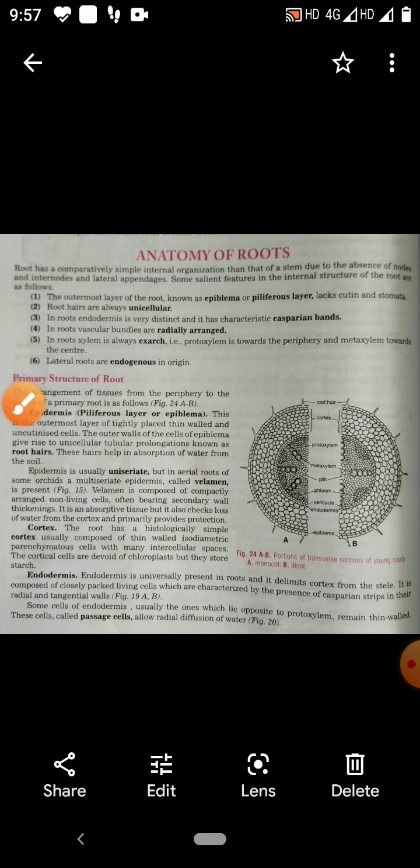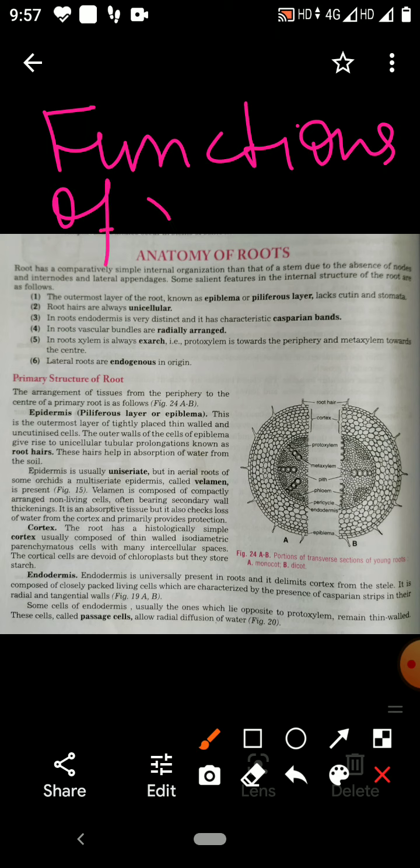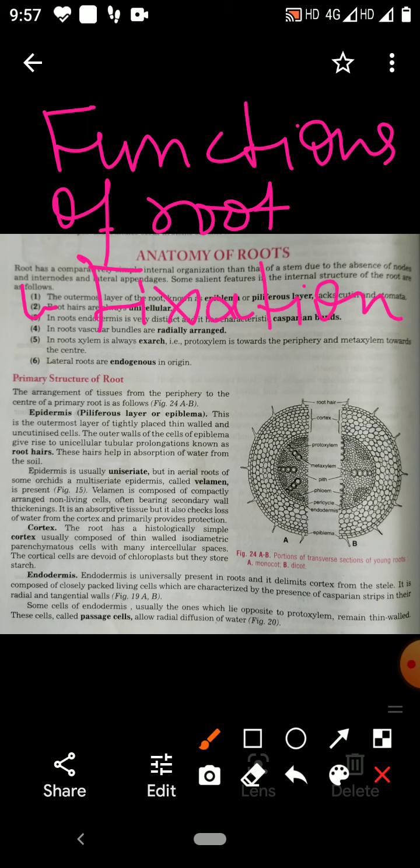Major functions of root. First is fixation. It fixes the plant at one place.